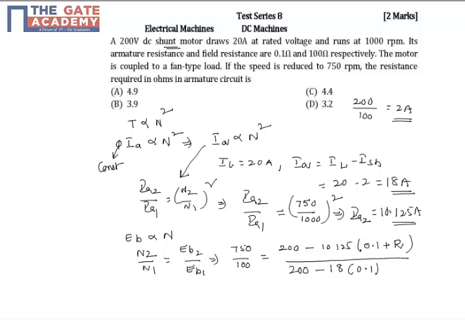So here the only unknown is R. If you simplify this, you will get a value of R equal to 4.97 ohms. So from the given options, the answer is 4.9 ohms.